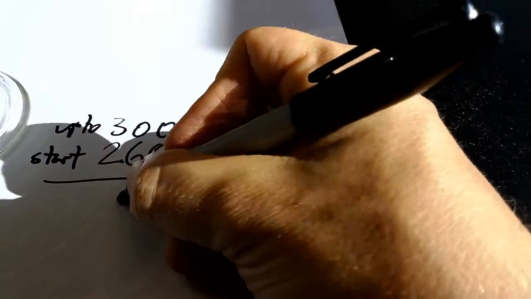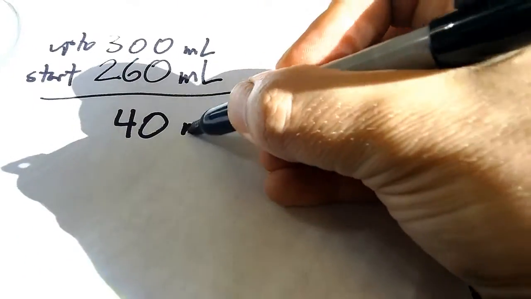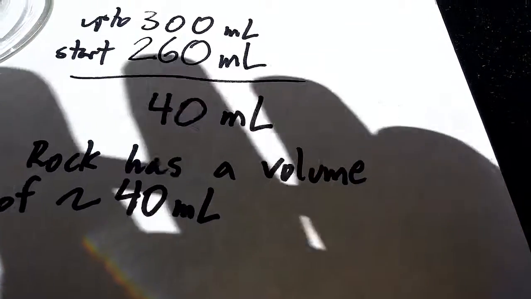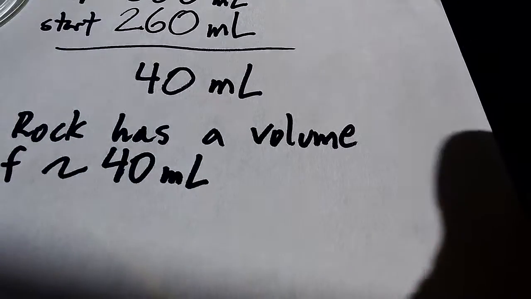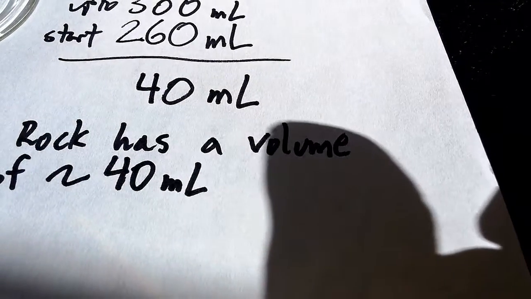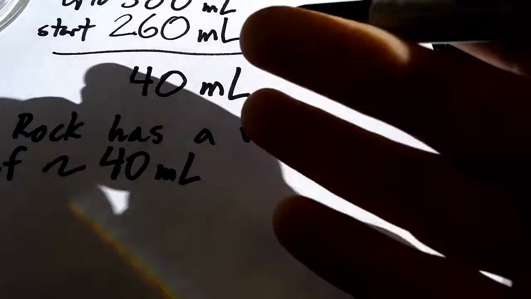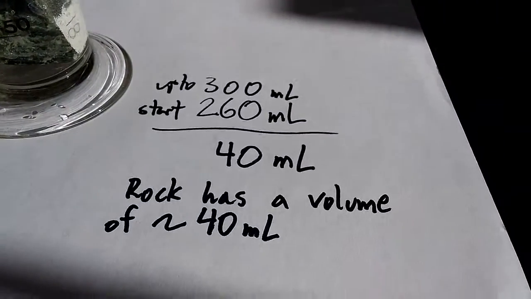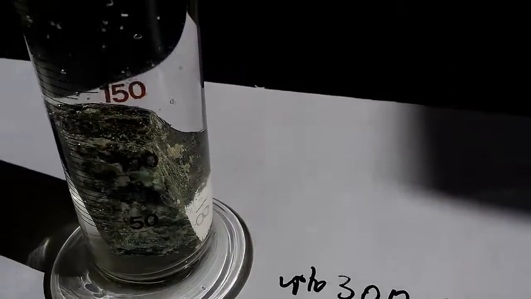And that is a difference of 40 milliliters. So that we know that the rock has a volume of approximately 40 milliliters. Okay? And we can only take these up into increments of 5. So it could be 41, it could be 42, it could be 38. We don't know. It's somewhere plus or minus 5 to 40 milliliters. So that's how you do the liquid displacement method to find the volume of an irregularly shaped object.